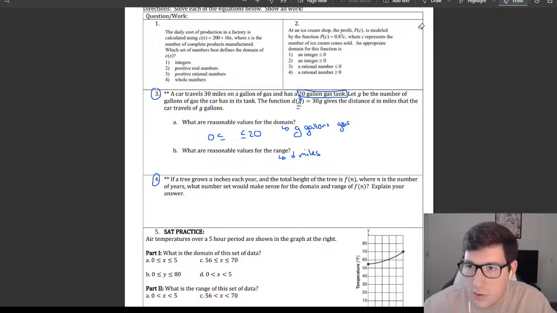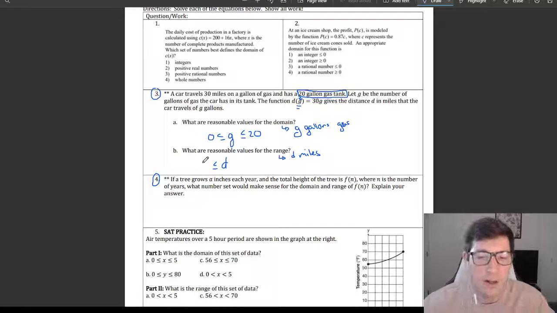And we're going to actually switch this up. Apologies, this should be a g, because remember we have to use the function. We have to use the variables that we're given, and then I'm going to have my miles down here. Now, once again, it makes sense. We can't travel a negative distance. That doesn't make sense. You can't have negative measurements. So again, we're going to start at 0.